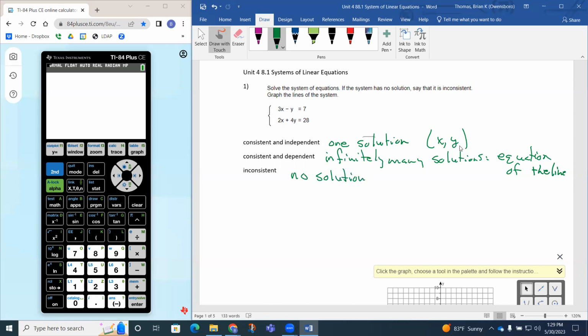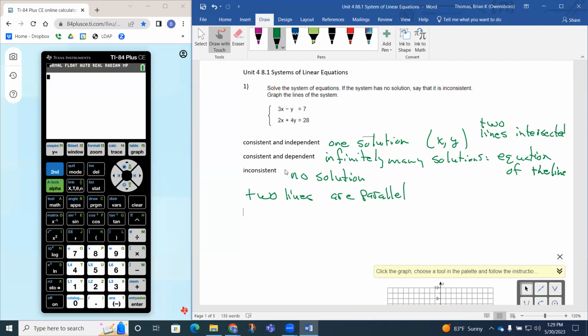So if there's one solution, that means the two lines intersected. And the point of intersection is where the solution is. Consistent and dependent means they're the same line. So that means the lines are what we call coincident. They lie on top of each other. And then inconsistent means the two lines are parallel, which means they do not intersect. So that's why there's no solution.